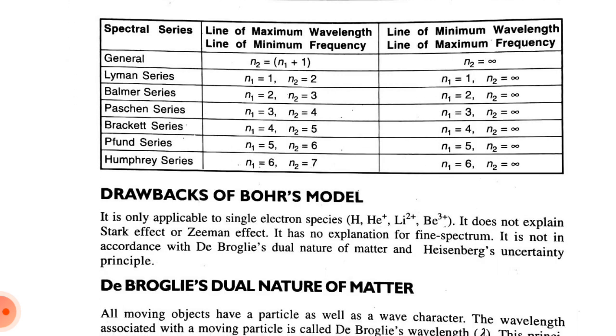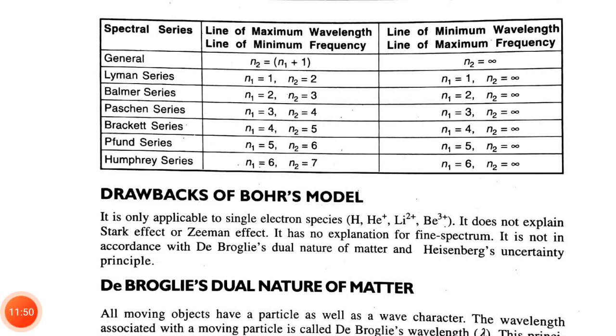Spectral series: line of maximum wavelength, line of minimum frequency, line of minimum wavelength, line of maximum frequency. In general, n2 is equal to n1 plus 1, and n2 is infinity. Lyman series: n1 equal to 1, n2 equal to 2; n1 equal to 1, n2 equal to infinity. Balmer: n1 equal to 2, n2 equal to 3; n1 equal to 2, n2 equal to infinity.